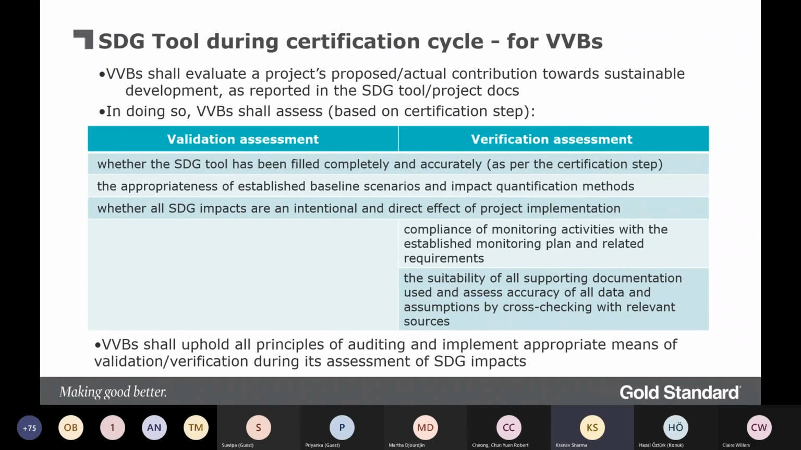Finally, and this is obviously meant for the larger auditing process, the VVB shall uphold all principles of auditing and implement appropriate means of validation and verification during their assessment of SDG impact. So this essentially comes to us from the central requirement for auditing any particular project related to Gold Standard for the Global Goals, and we should use this as a guiding principle in assessing SDG related impacts as well.